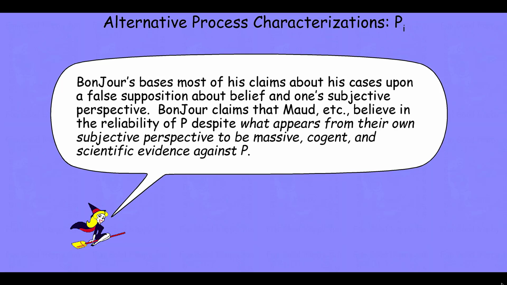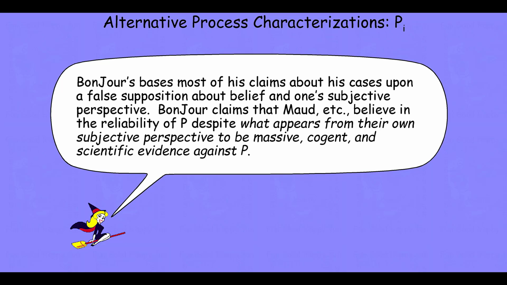It's hard to find people who say, yes, I definitely think this is false, and that's why I believe it. And that's really what BonJour requires of these characters in his various scenarios. Another way that we can think about these implicit claims in BonJour's examples about the relationship between belief and our subjective perspective of the evidence supporting or detracting from that belief is to imagine similar scenarios from our own experiences.